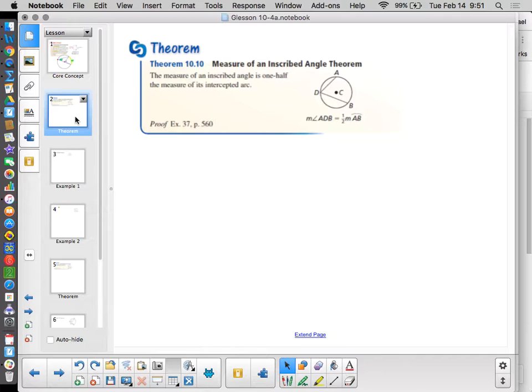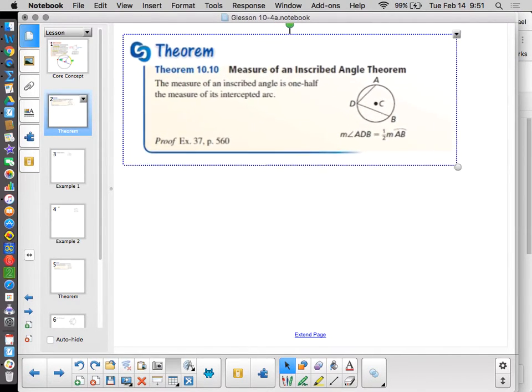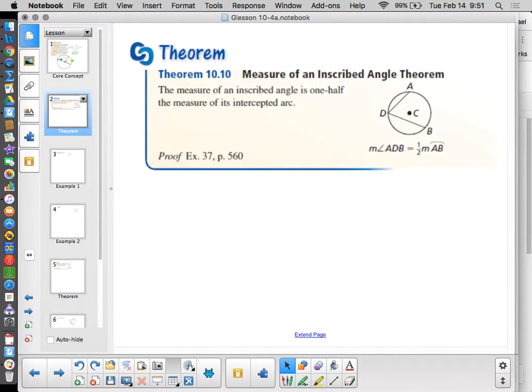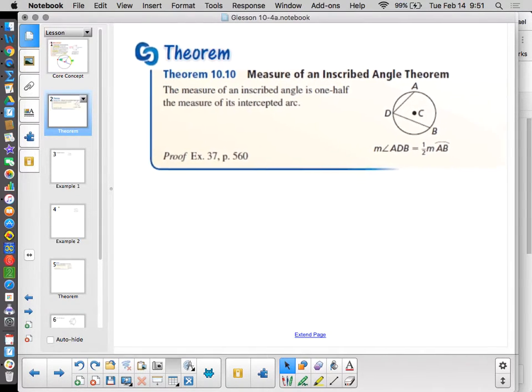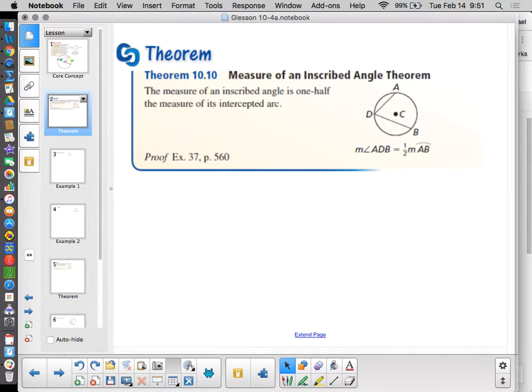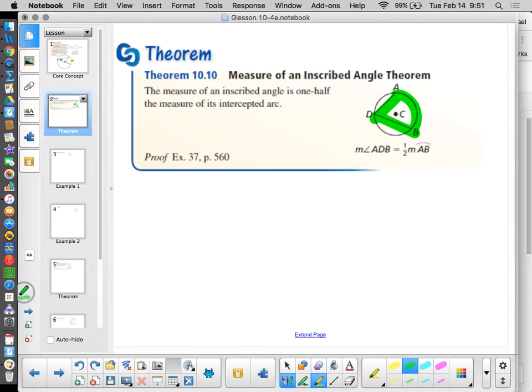And there's a theorem that actually formally says that the measure is 1/2. We aren't going to go into the proof of it. Again, it notes that the proof is on page 560 and it's part of exercise 37. Nothing that we're going to be really concerned with. But the measure of the angle is half the measure of the arc it intercepts. And again, the easiest way to tell what arc is being intercepted is to simply draw. I mean, we go, okay, there's my angle. Oh, what arc is being intercepted? There it is. Not hard to find.